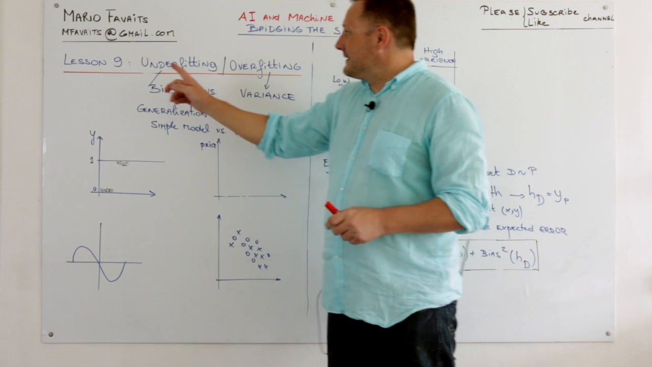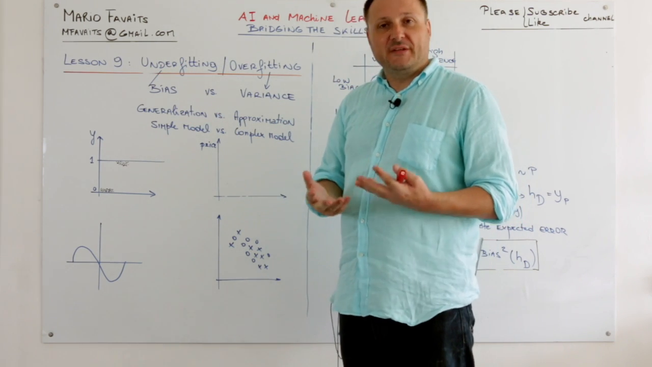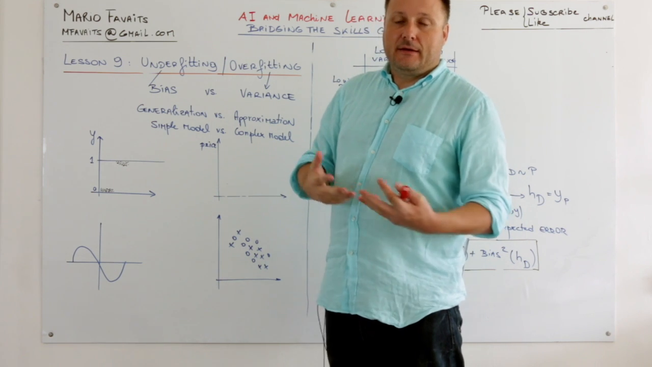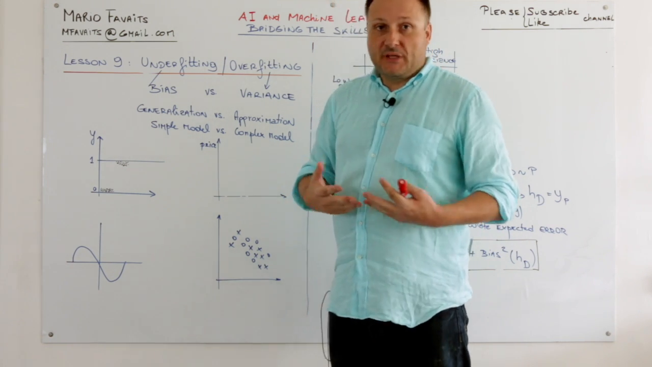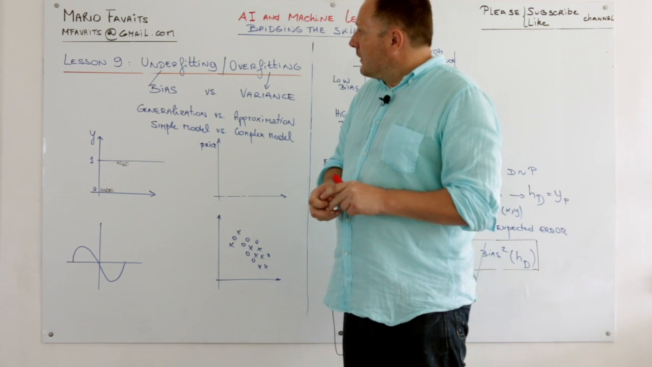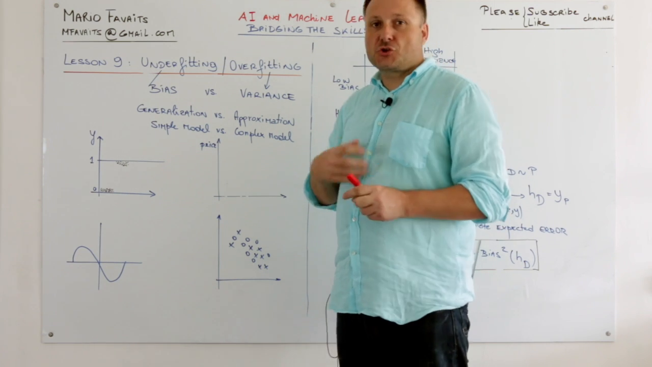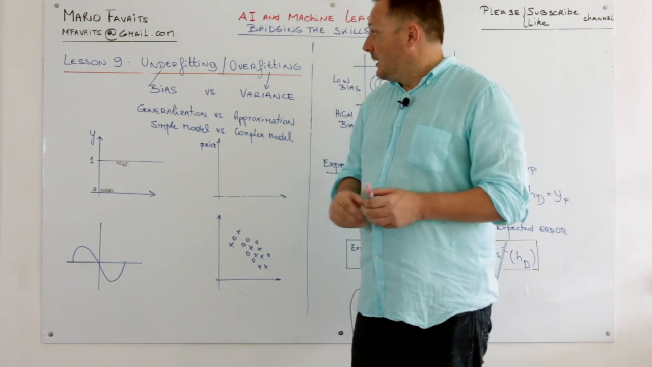Alright, welcome to lesson 9. Lesson 9 will be a short lesson. It will have two pieces, an intuition piece and a mathematical piece. The mathematical piece will be optional, so feel free to skip it. We're going to talk about underfitting and overfitting. It is a short lesson, but extremely important.